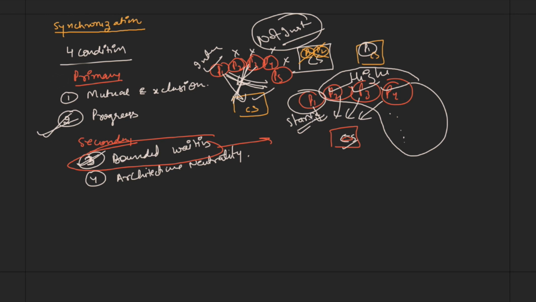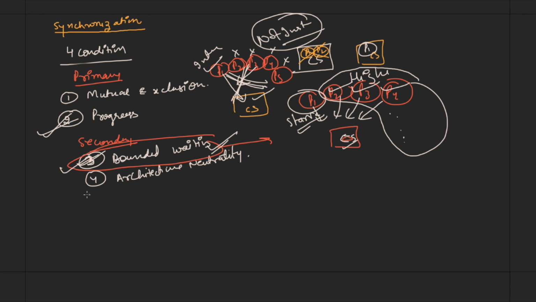So if P1 is not able to get the CPU, when I say bounded waiting, it means there should be a bound on how long, at maximum, the process P1 has to wait to enter the critical section. Process P1 has to wait only this much amount of time. After this much time, process P1 should definitely be able to get the CPU. That should be guaranteed. That is called bounded waiting.